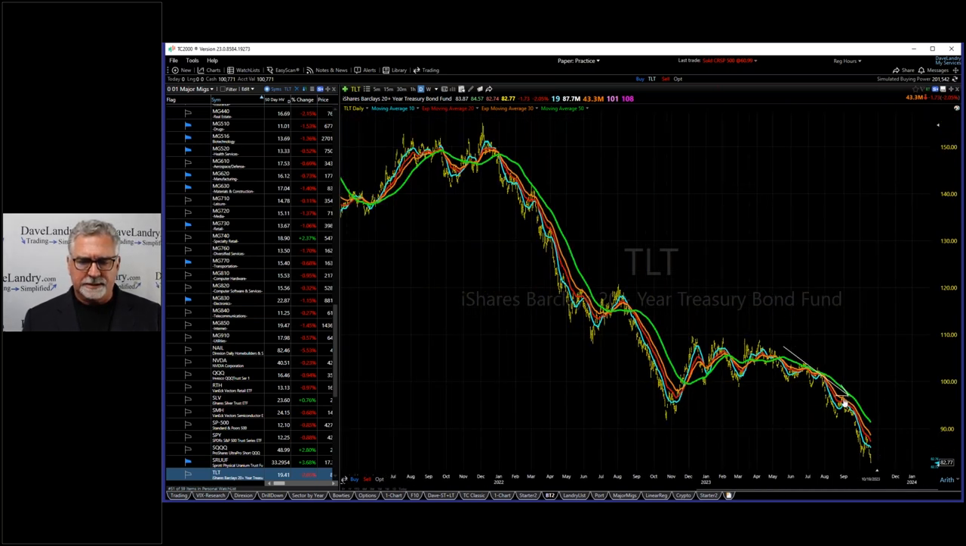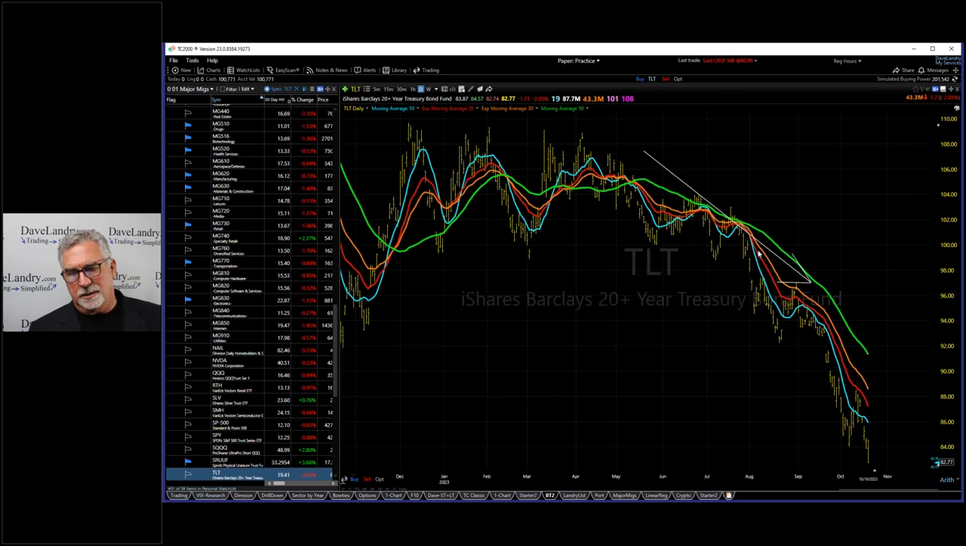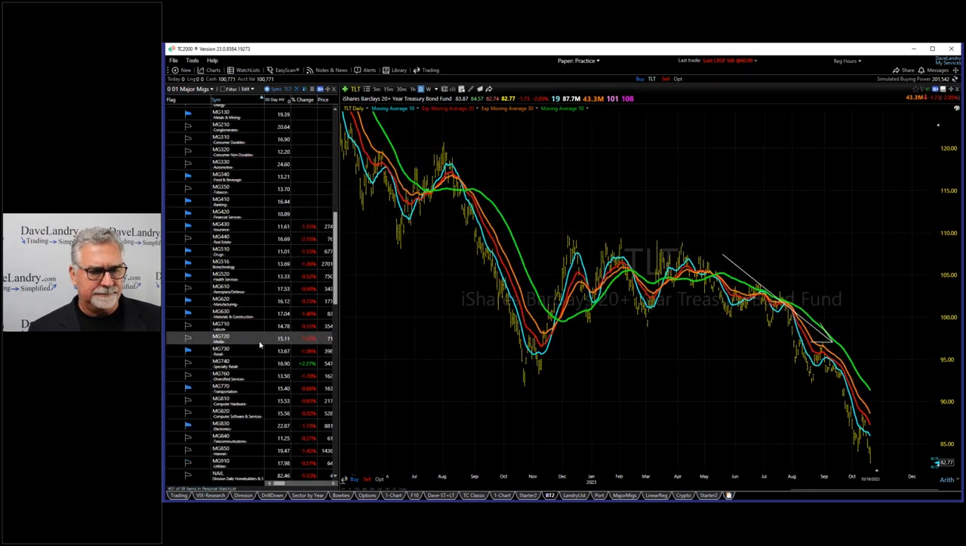Ugly, ugly. I was asked a couple nights ago by somebody, what's going on with interest rates? I said, they're going to go higher before they go lower. So bonds down, rates up. And bonds are making brand new lows today with vigor. Down 2%. Ugh, that's not a pretty thing.